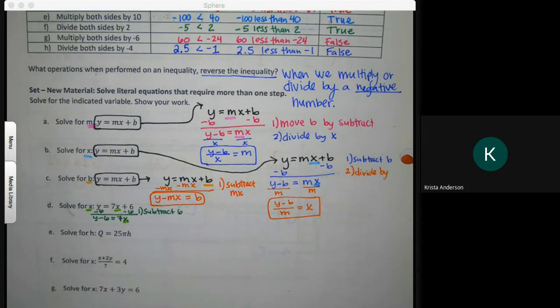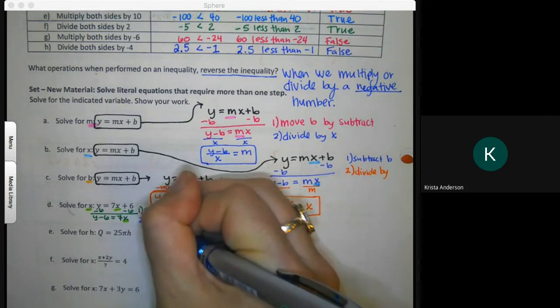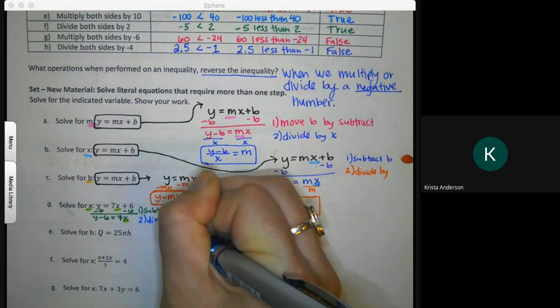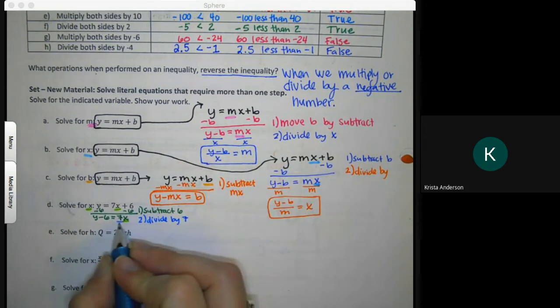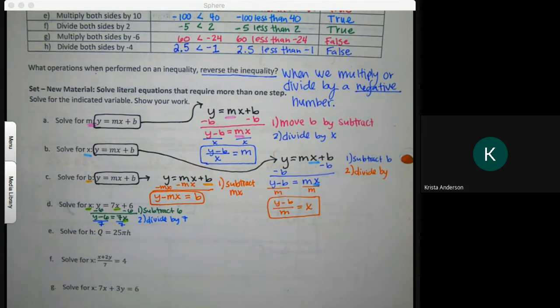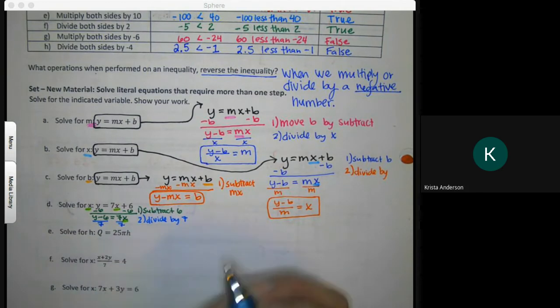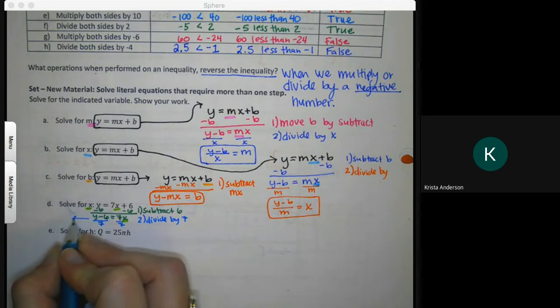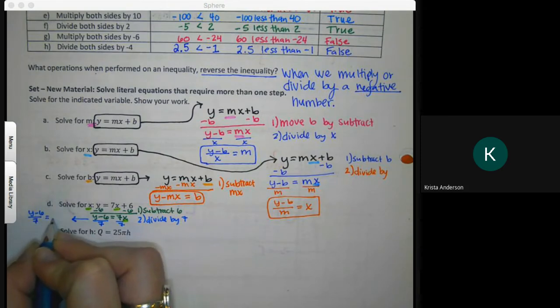What is my last step to get x alone? Divide by 7. And this is why I didn't want to do everything. I always run out of room. My answer would be y minus 6 over 7 is equal to x.